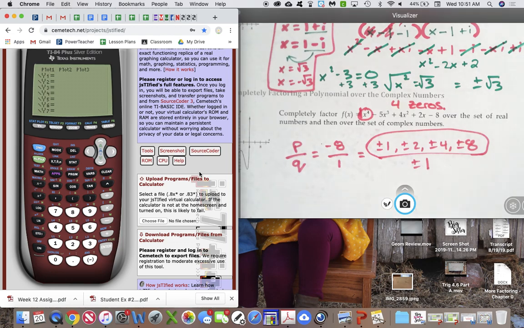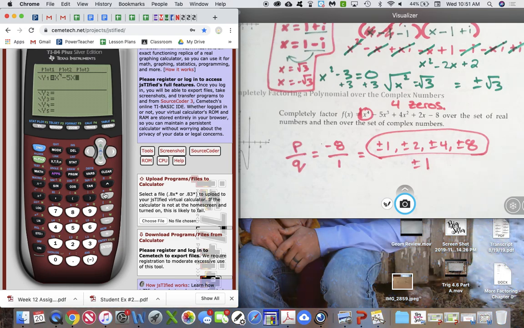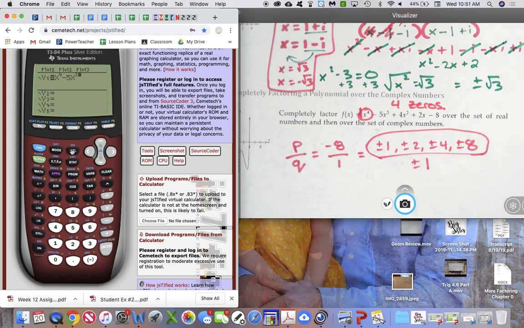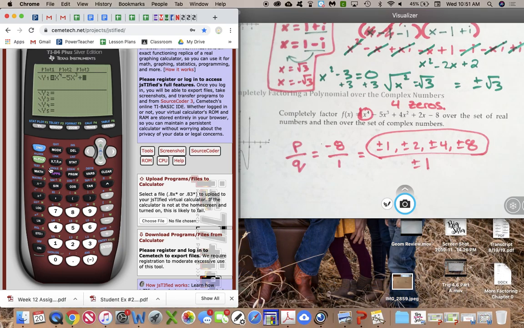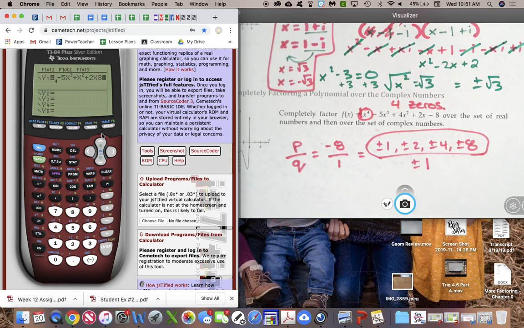So, this takes me forever. X to the 4th minus 5x to the 3rd plus 4x squared plus 2x minus 8. You can use some of the keys to type on the calculator. I know you can, but I don't know which ones.